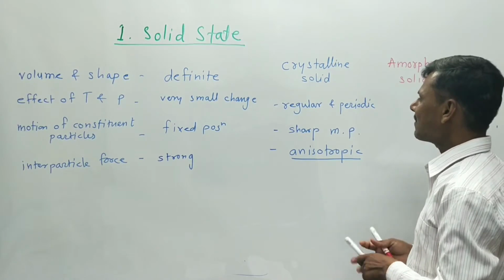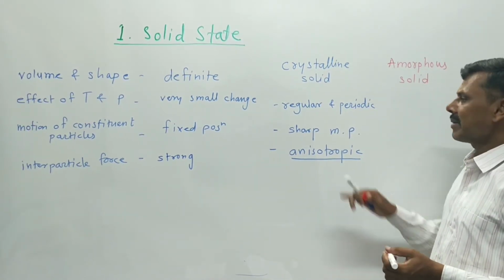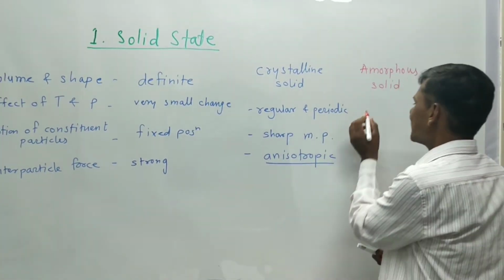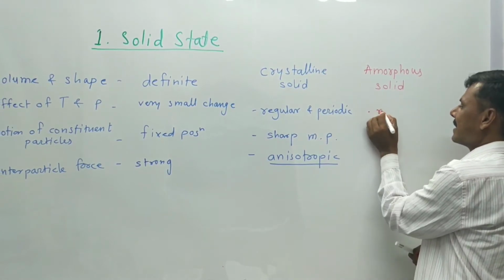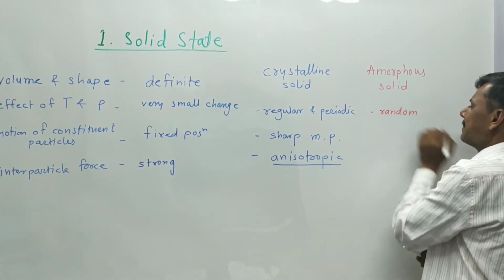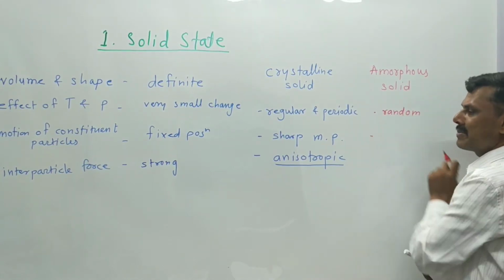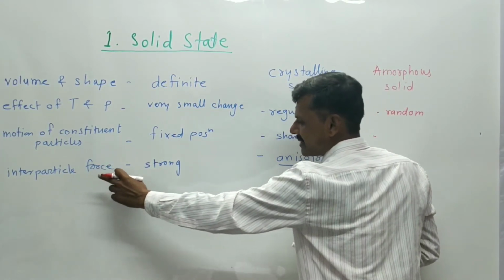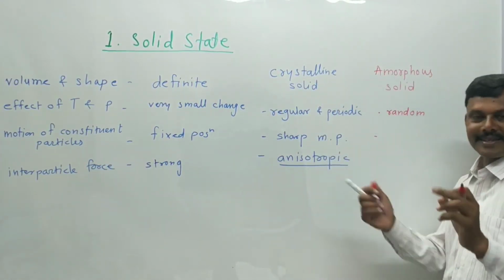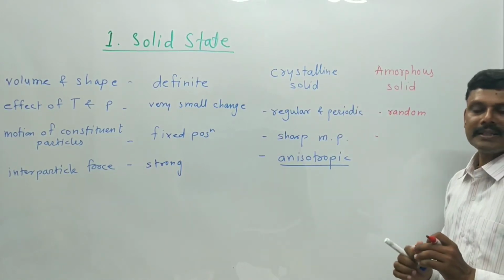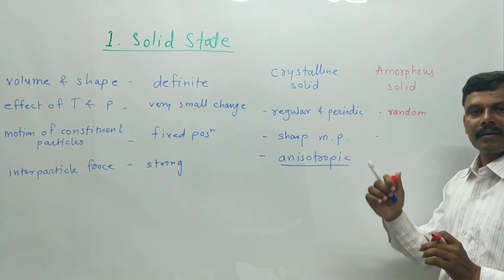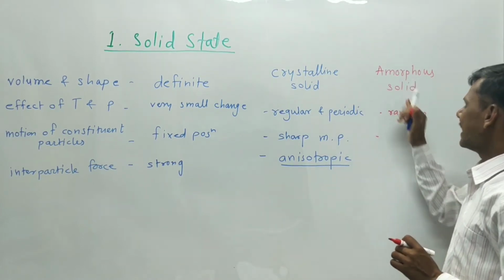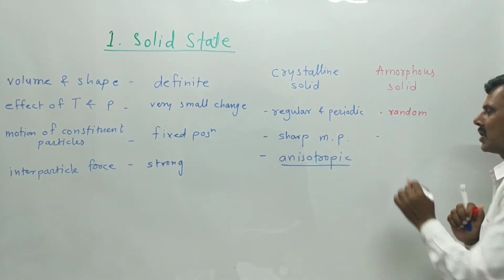Now in case of amorphous solid, the arrangement of particles is not regular, nor periodic. In case of amorphous solid, the arrangement of particles is random. Since the arrangement is random and irregular, whatever forces are there between the particles are not the same everywhere. Hence, to break these forces, various amounts of heat are required. That's why in amorphous solids, the melting point is not sharp.